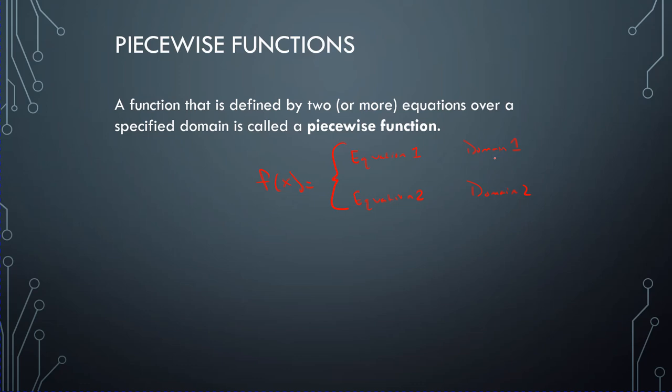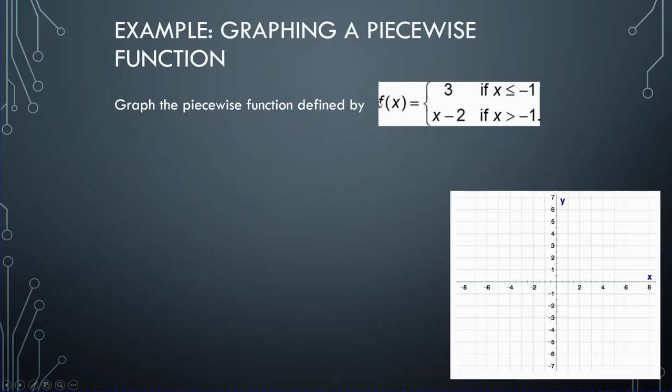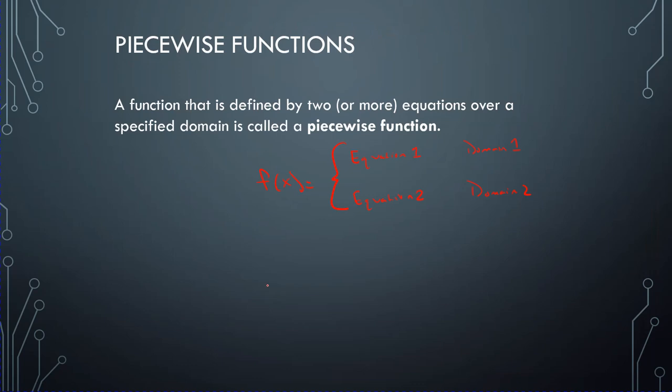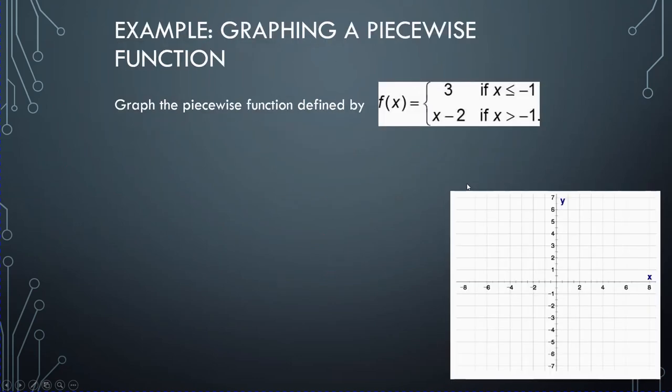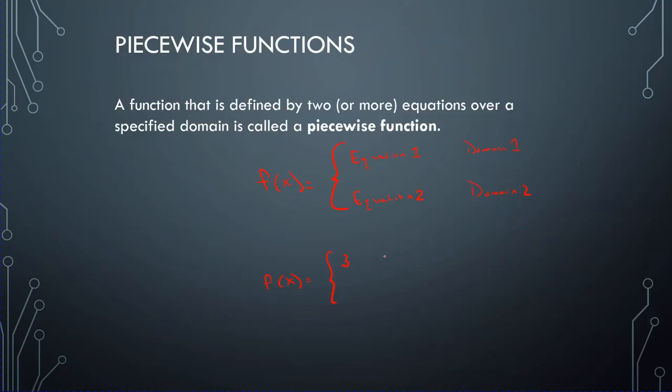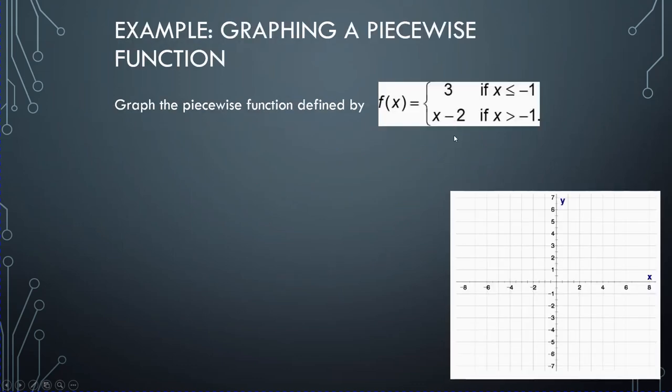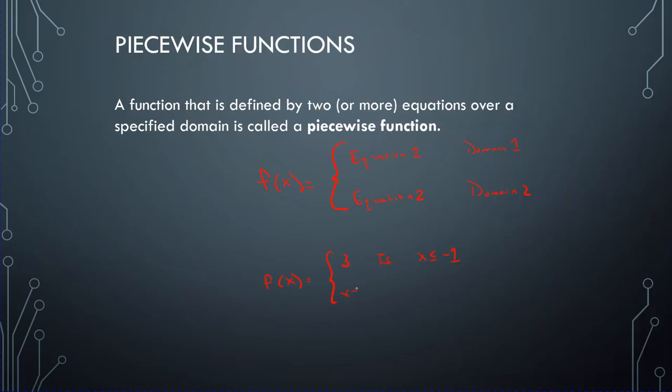Let me give you an example of just a very simple one here. We'll do this one first. f of x is equal to 3 if x is less than or equal to negative 1, and x minus 2 if x is greater than negative 1. So it's equal to 3 if x is less than or equal to negative 1, and then it's equal to x minus 2 if x is greater than negative 1.